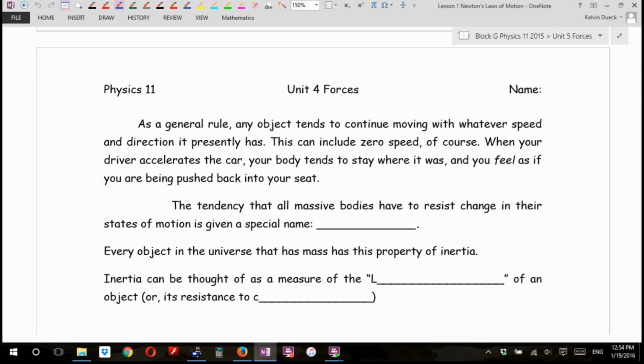It wants to keep going in a straight line at a steady speed. This can also include zero speed as well. So if it's at rest, it wants to stay at rest. Newton phrased it this way: objects at rest tend to remain at rest. Objects in motion tend to remain in motion, which is really a confusing way. Here's what I'm saying. If you want something to accelerate, which means either change its speed or its direction or both, you have to apply an unbalanced force. And if it's not accelerating, there is no unbalanced force. The net force is zero.